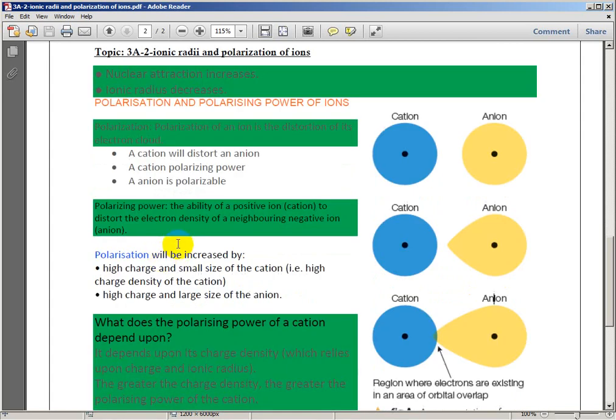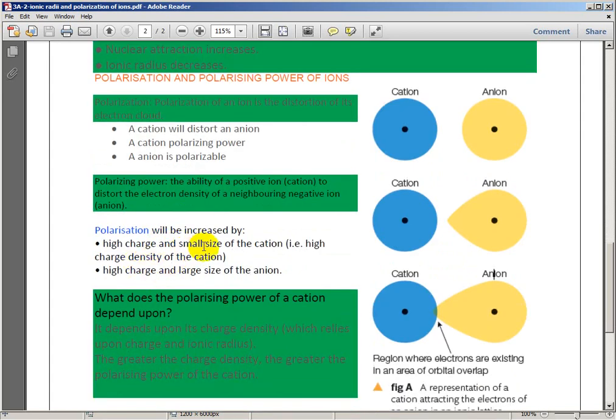Polarization will increase with high charge and small size of the cation, because of the high charge density of the cation, and with high charge and large size of the anion. So high charge increases polarization, small size of the cation increases polarization, and large size of the anion increases polarization.